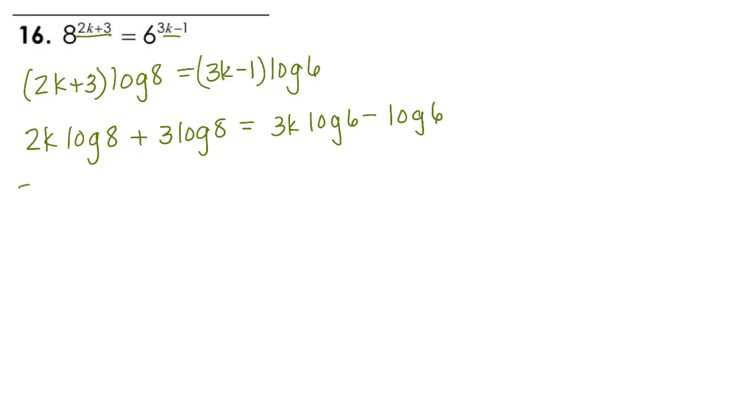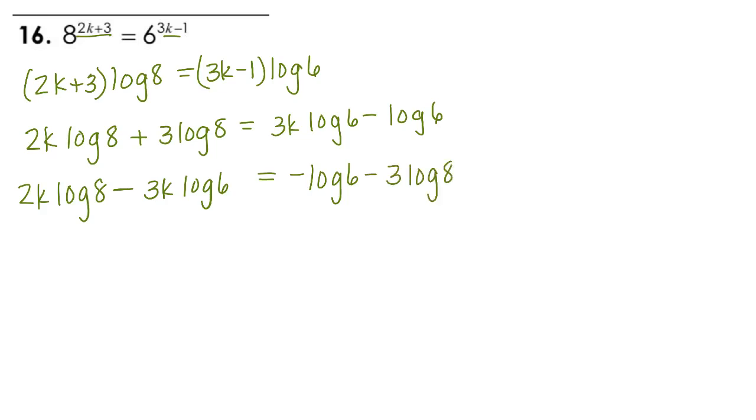And again, let's move everything that has a k in it to one side. So that means I'm going to subtract this 3k log 6, and then move everything else over to the other side. We already had a negative log 6, and then I'm subtracting 3 log 8. And now we're to the part where we do need to take out that GCF, and that should be the case for just about every one of these. This is the part where you're welcome to use your logarithm properties and combine them, but it's really not necessary.